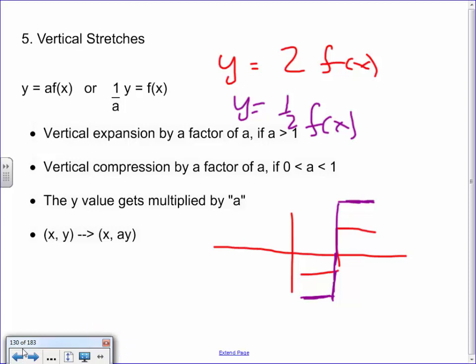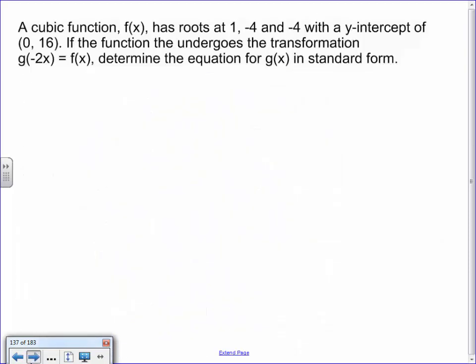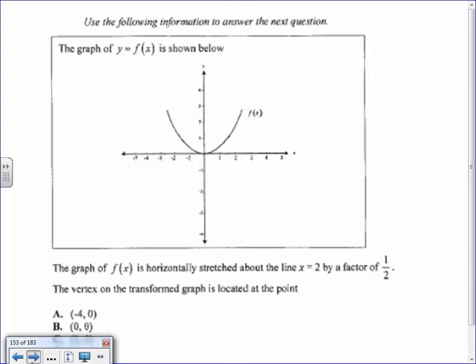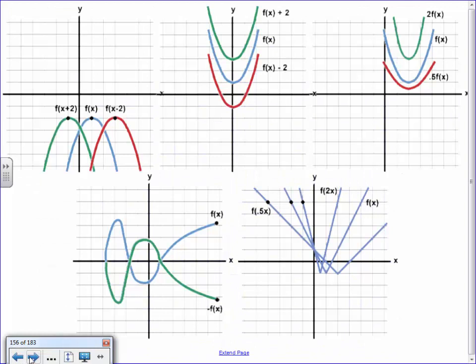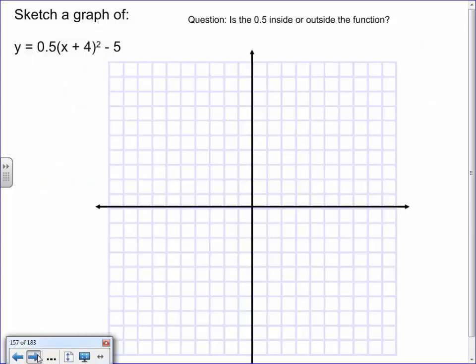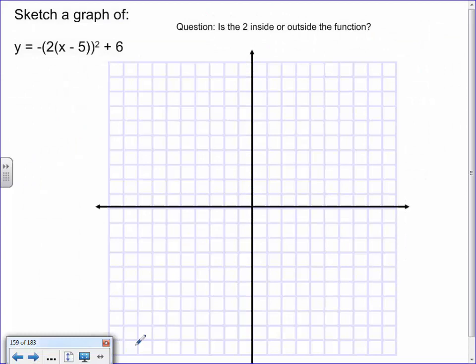So we'll do that. And then the last thing we need to talk about, and just have these notes ready to go here, is part 2 of this lesson, is what happens when we do them all at the same time. What if we do a stretch, a translation, and a reflection? We do a whole bunch of things at once. So my goal is eventually to be able to say, what's happening here? What does this 6 do? What does this 5 do? What does that 2 do? What does that negative do? We're going to put them all together.